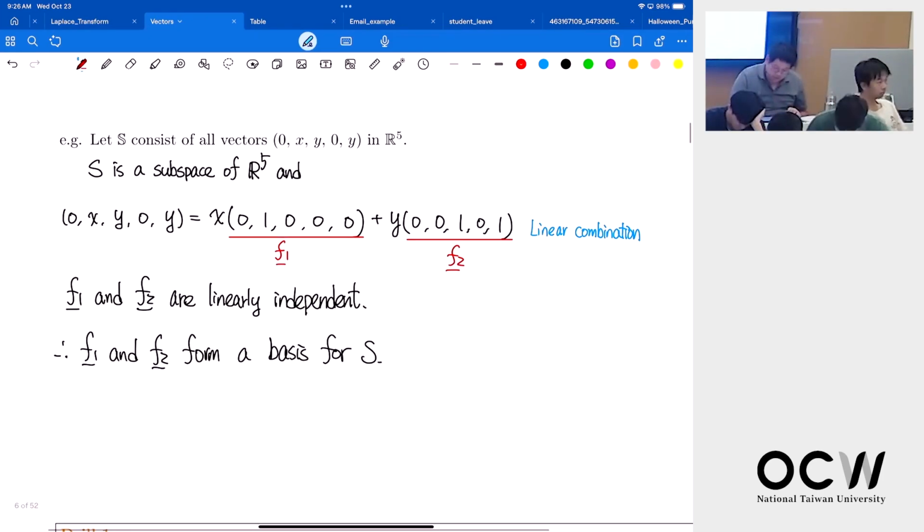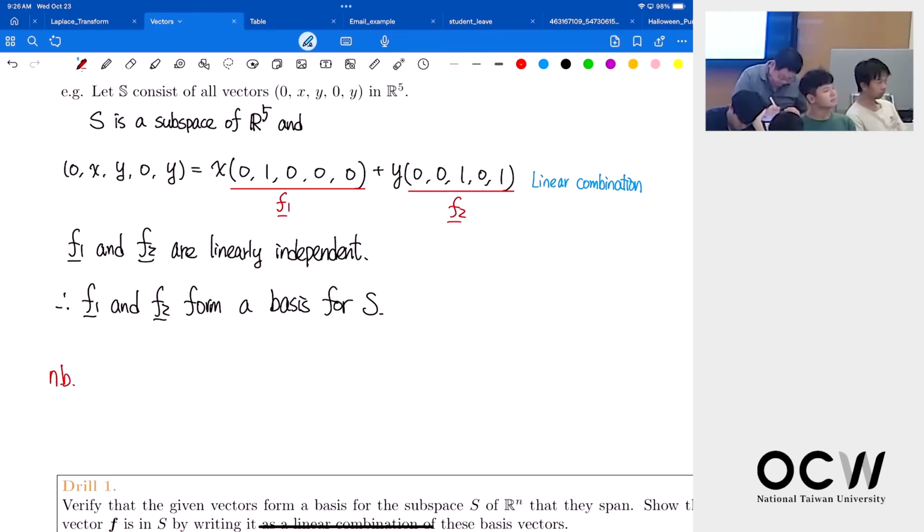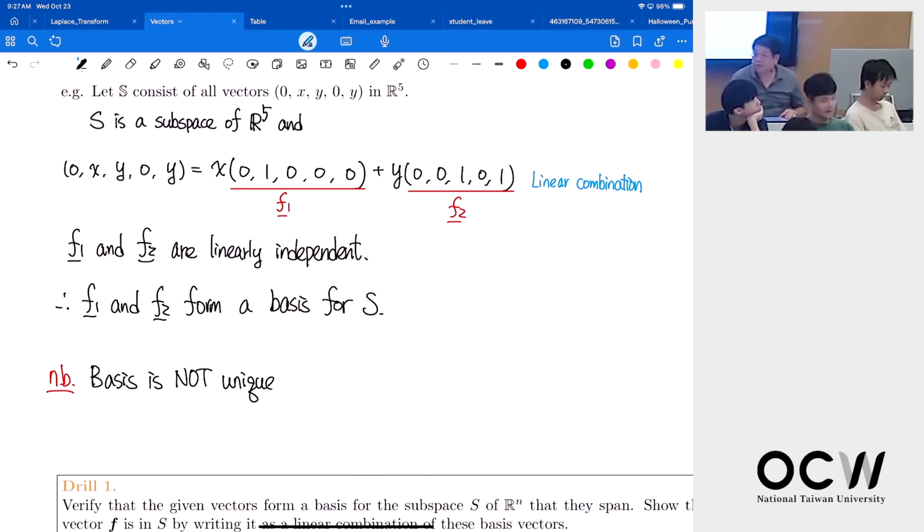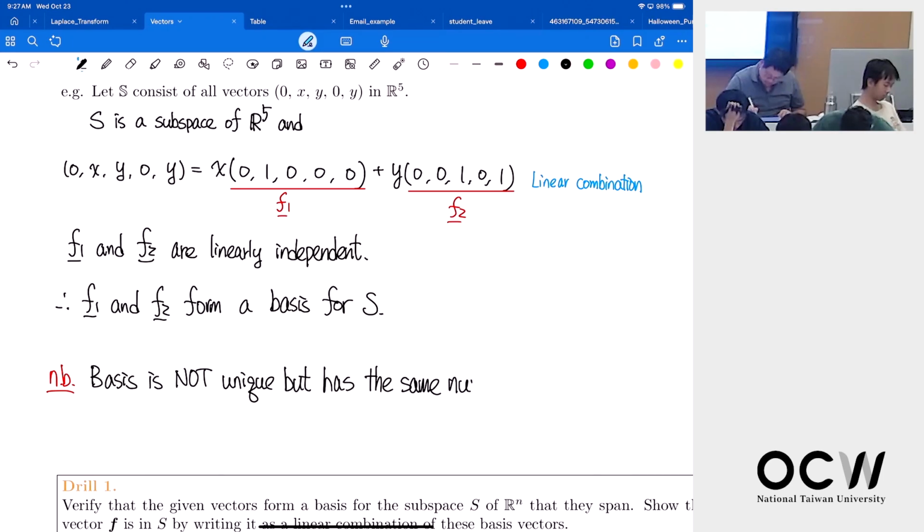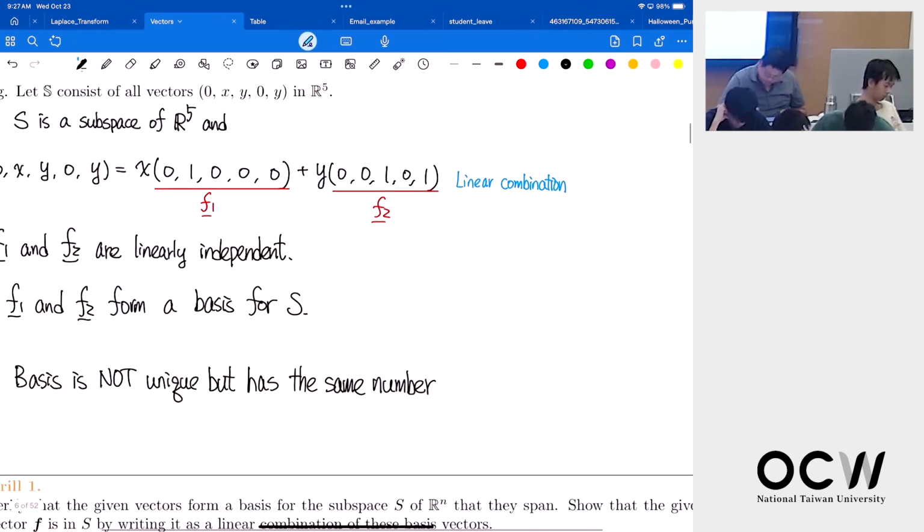So here's a note. Basis is not unique. Very important, because probably this statement will be in your true and false. But the bases have the same number of vectors.